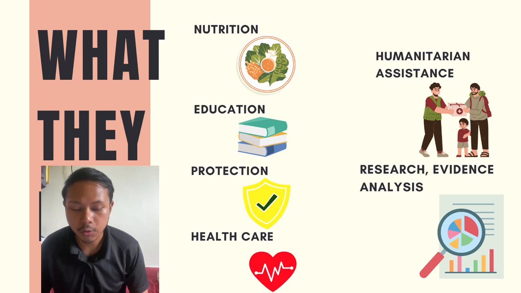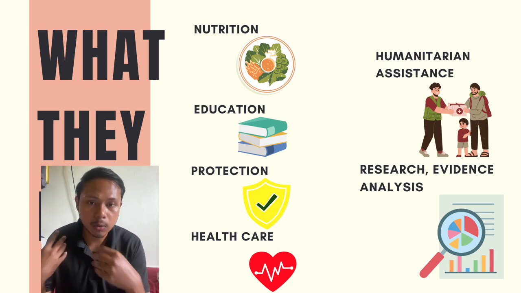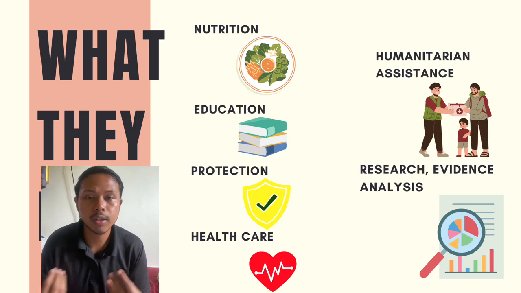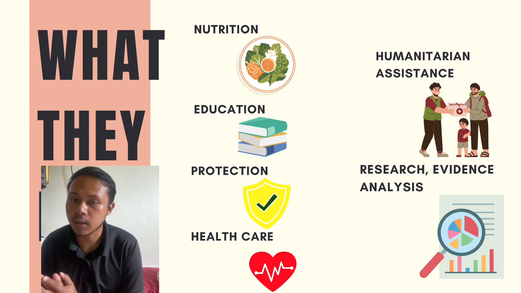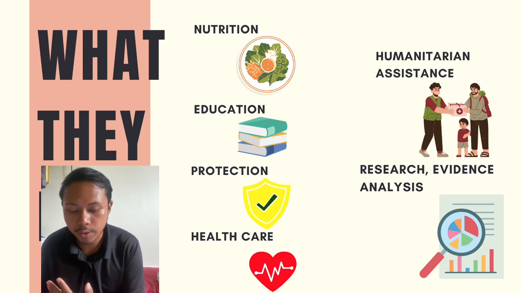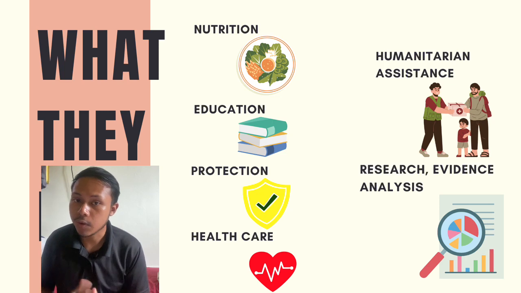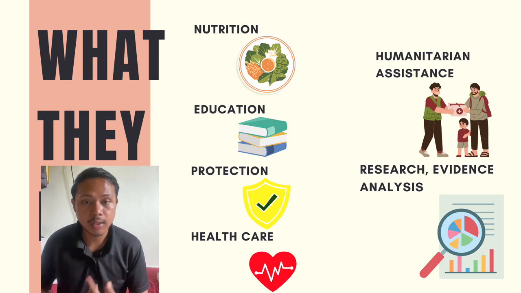The next one is education. Education is important for every child, so UNICEF works by delivering education to children. They teach them basic education such as numbers, the alphabet, how to calculate, and how to read. The next one is protection. UNICEF protects children from child abuse, child violation, child trafficking, and child labor.